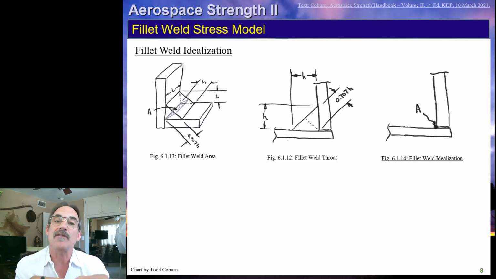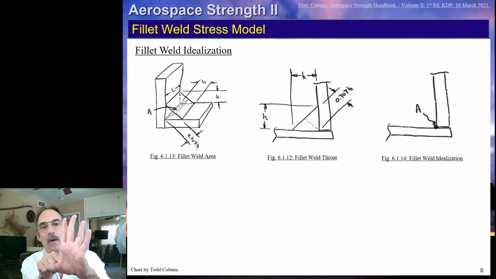But later when we start evaluating the properties of weld patterns, it's going to be important to be able to locate this weld, and we will locate it based on where the root of the fillet weld is, as if all of the area occurs right at that spot. You got that? Okay.